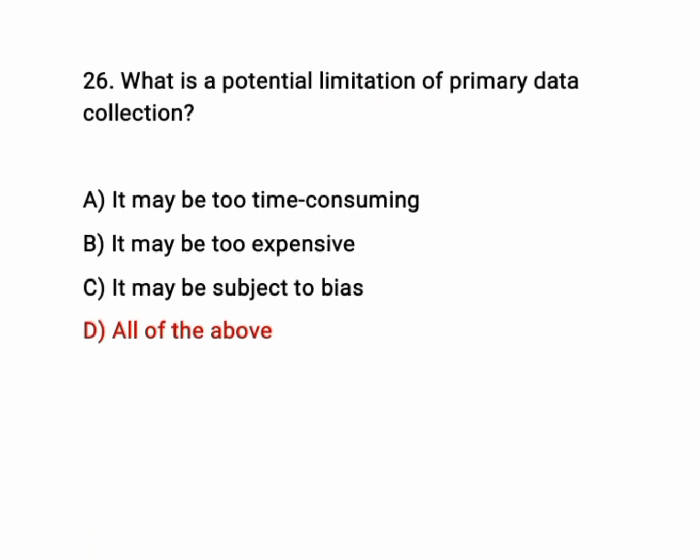Okay, question number 26. What is a potential limitation of primary data collection? The correct option is D, all of the above. It may be too time consuming, it may be too expensive, it may be subject to bias, is a potential limitation of primary data collection.